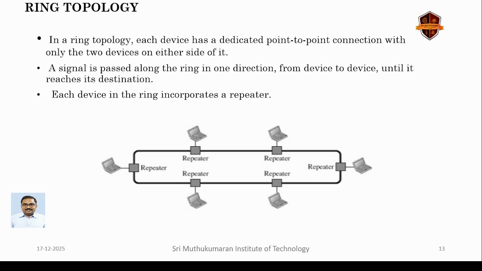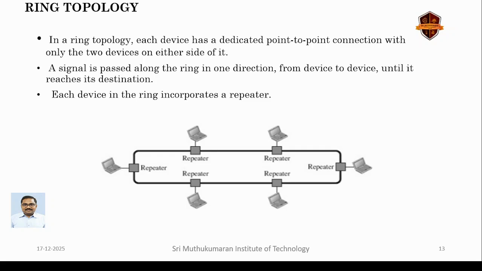The second topology is ring topology. Here in this ring topology, each device has a dedicated point-to-point connection. When you look into the diagram, you can see the arrangement of systems is in the form of a ring-like structure, and any two systems are connected by a point-to-point connection. In this type of topology, the information is passed along in one direction.